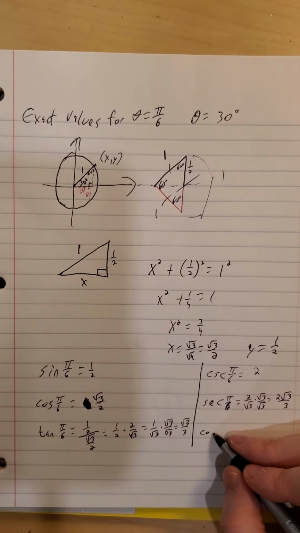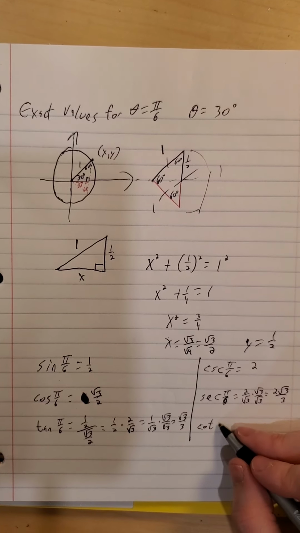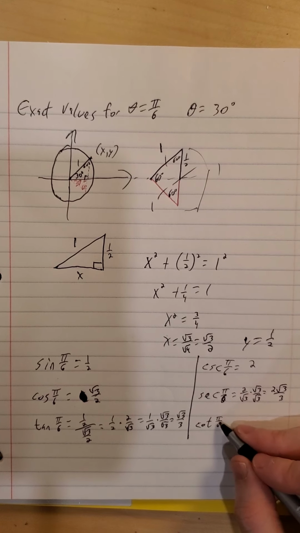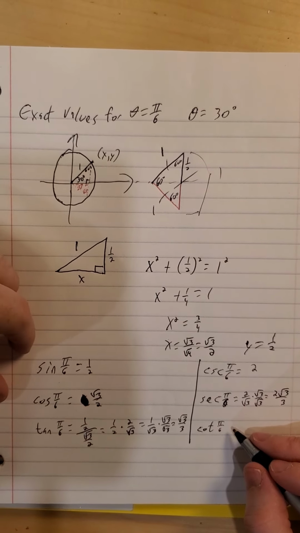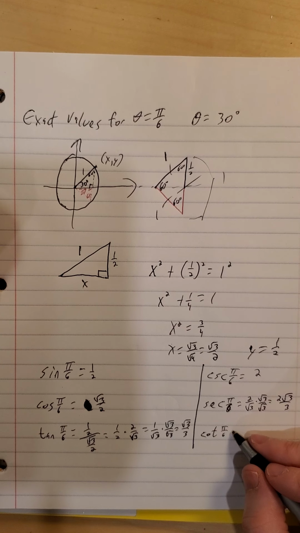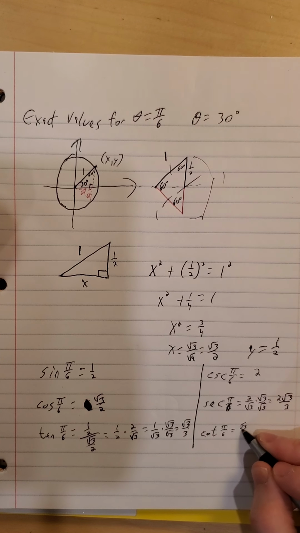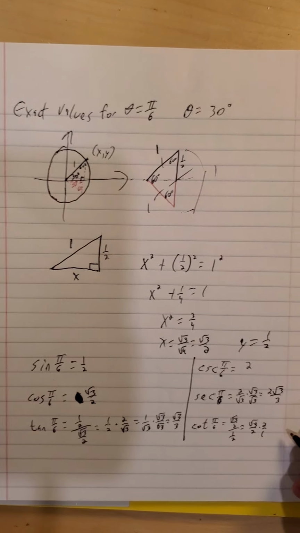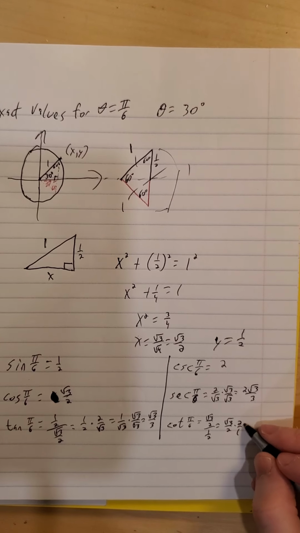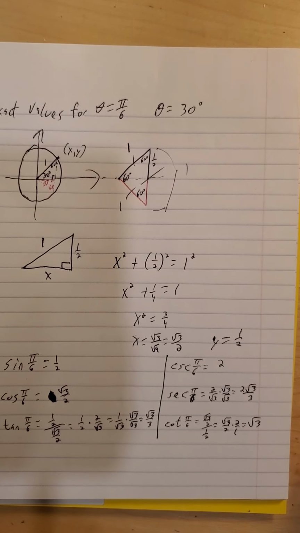And the reciprocal of tangent, cotangent. So instead of the y over x, it's x over y. So root 3 over 2 over a half, which is root 3 over 2 times 2 over 1. The 2's drop, and we just have a nice, neat, pretty root 3 there.